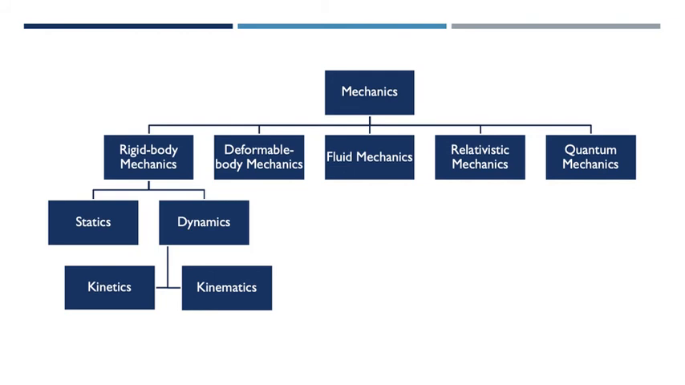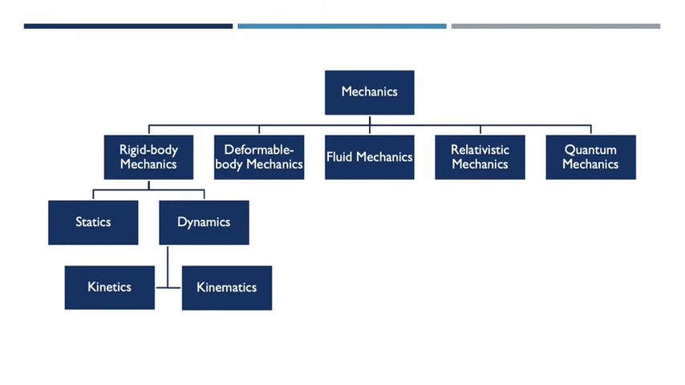Fluid mechanics is concerned with the mechanics of liquids and gases. Relativistic mechanics is concerned with Einstein's theory of relativity. So every time you measure an object's velocity or its momentum or how it experiences time, it's always in relation to something else, like the speed of light. And quantum mechanics is concerned with quantum theory.